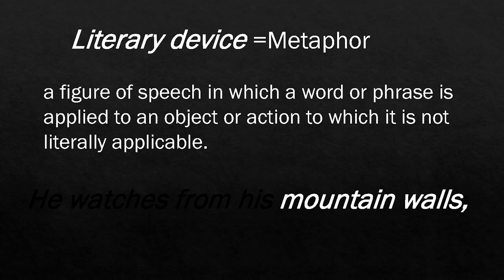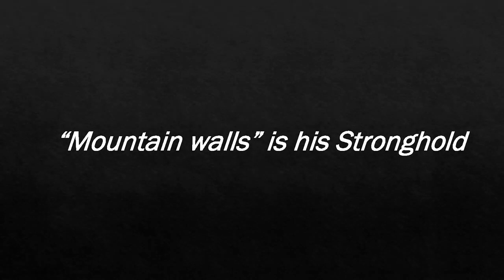The literary device which makes this line so appealing is known as metaphors, which is a figure of speech in which a word or phrase is applied to an object or action to which it is not literally applicable. In other words, the poet says that the walls are like mountains, but note that the poet has not used the word like, rather, he has said the mountains are indeed walls. Hence, it is understandable that mountain walls is the eagle's stronghold.